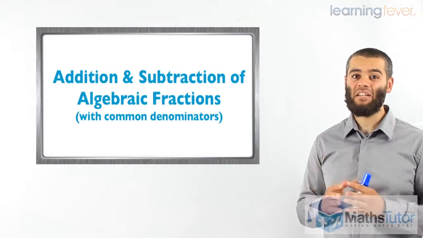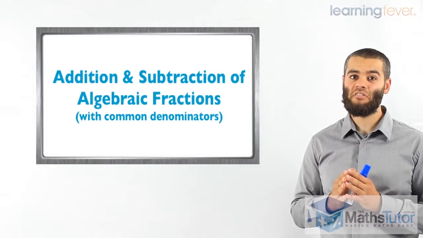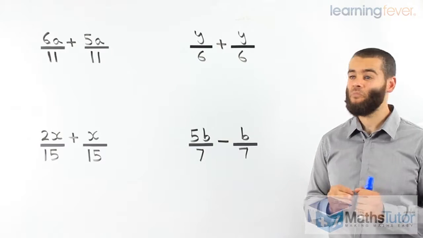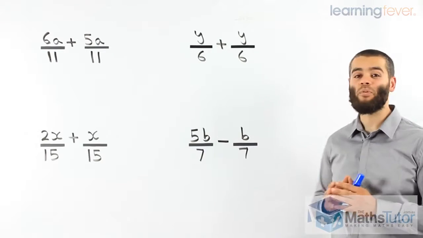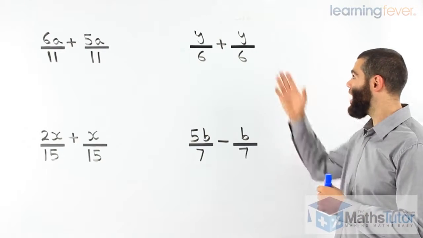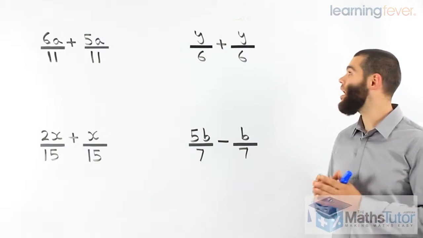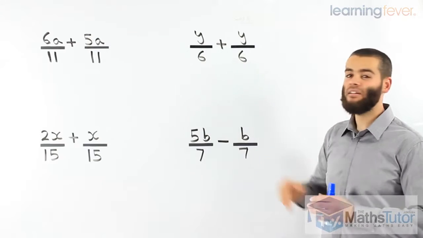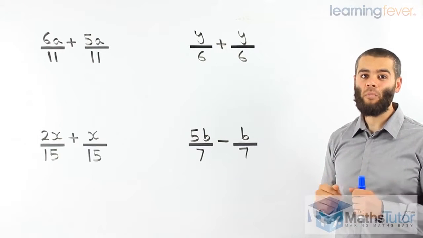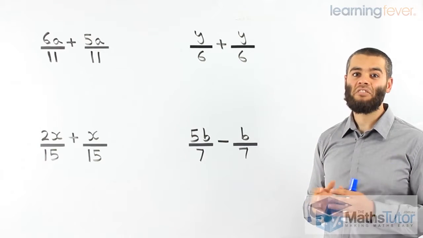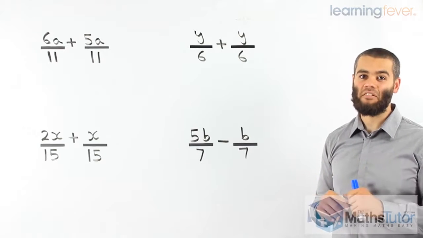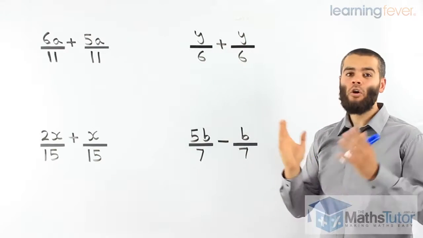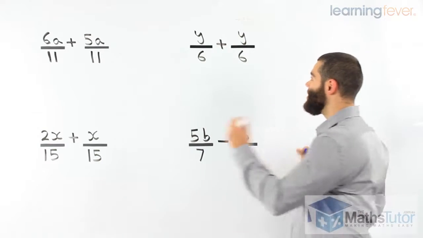We're now adding and subtracting algebraic fractions with common denominators. Denominators that are the same. We're looking at the first example, y over 6 plus y over 6. Now, the denominators, are they common? Yes, they are. If they are common, we know that we can just simply add the numerators. The numerators on top, if we have a common denominator, we just add the numerators. Let's do that now.